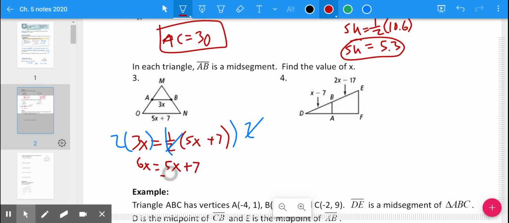And really, it only takes one step to solve for x, getting the x by itself on one side, because 6x minus 5x is just x, so we're left with x equals 7. Now that's dealing with that one.